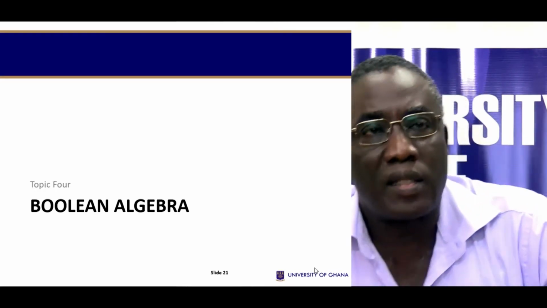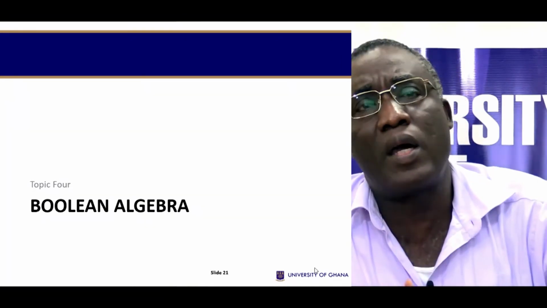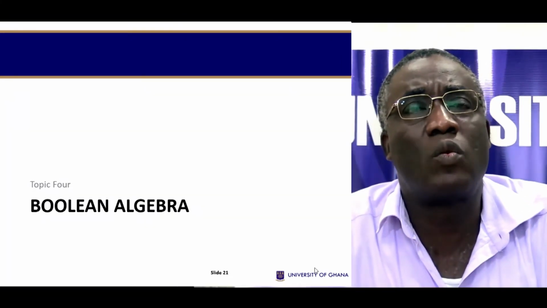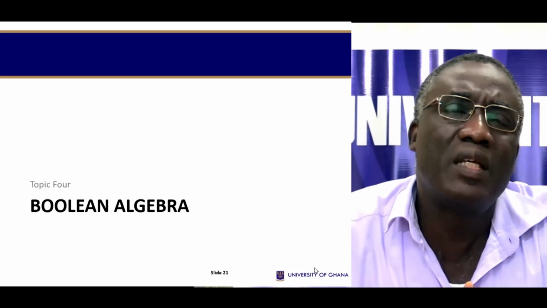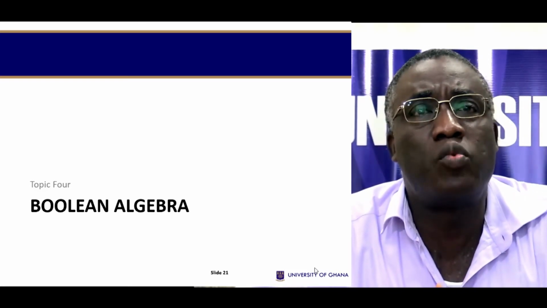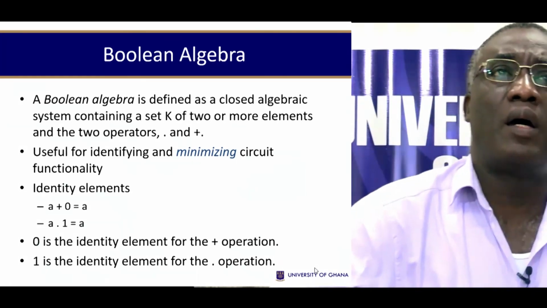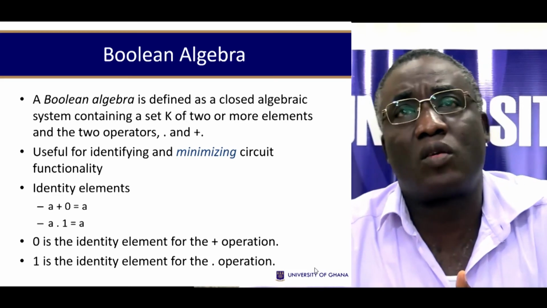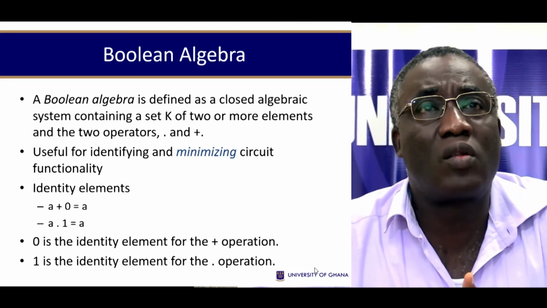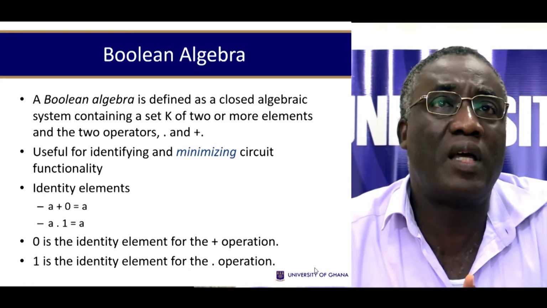Right, now let's look at the algebra. Now, analyzing these circuits as they are can be quite difficult. So we should find an easier way to manipulate them. This is where Boolean algebra comes in. A Boolean algebra is defined as a closed algebraic system that contains a set of 2 or more elements and operators.